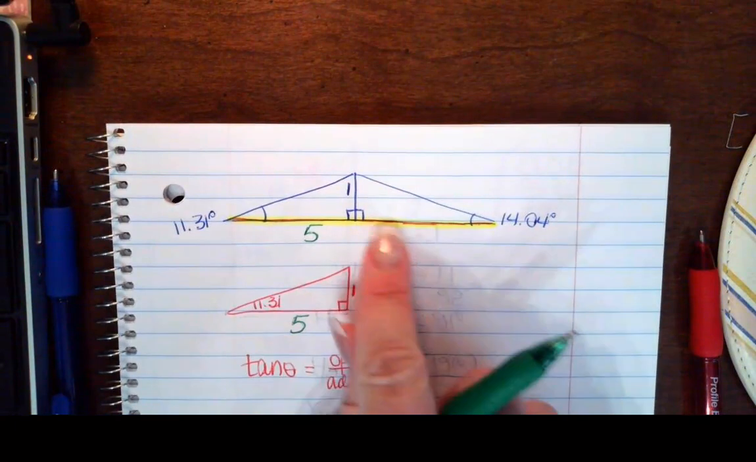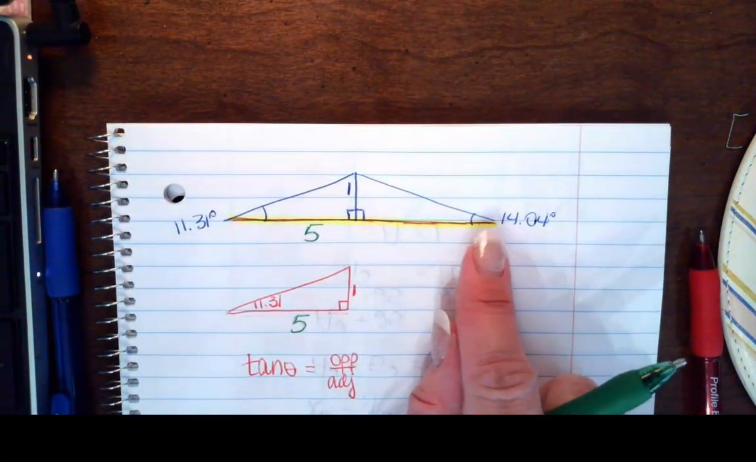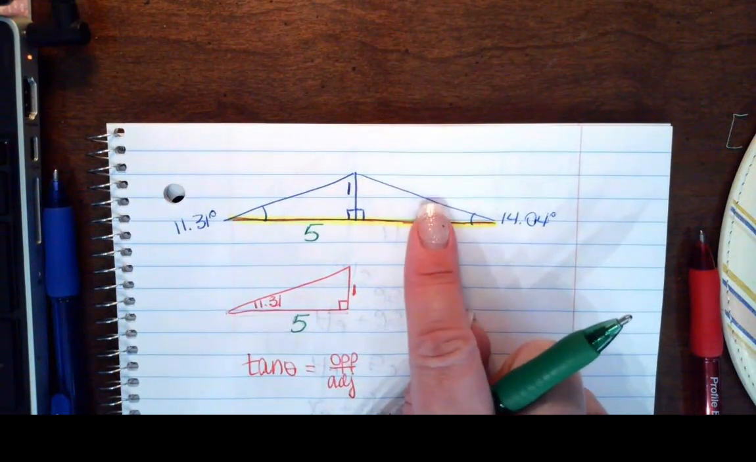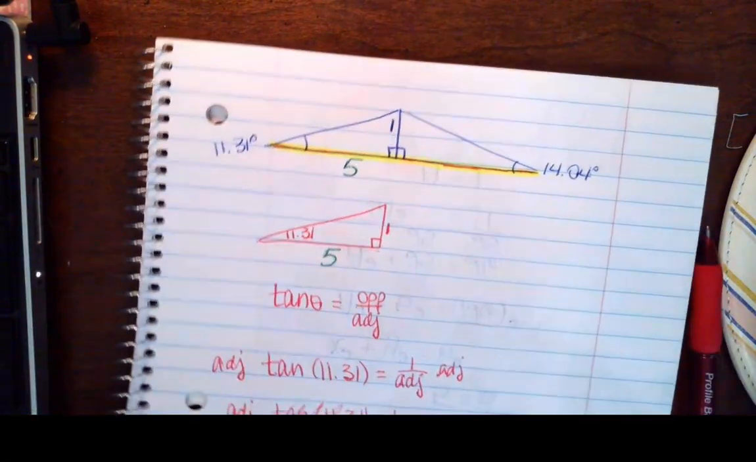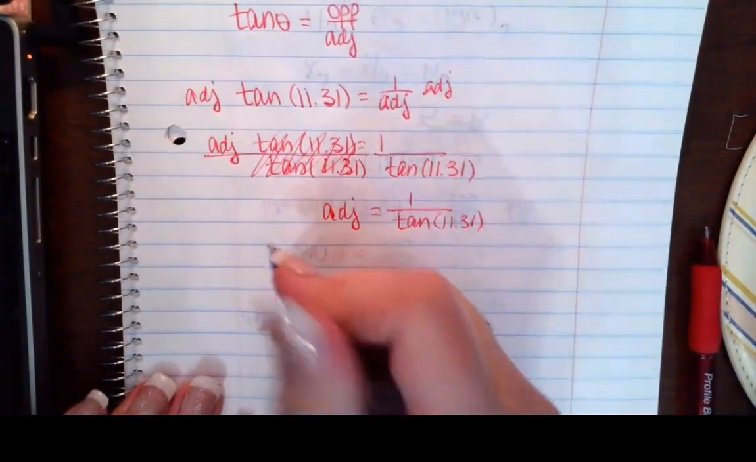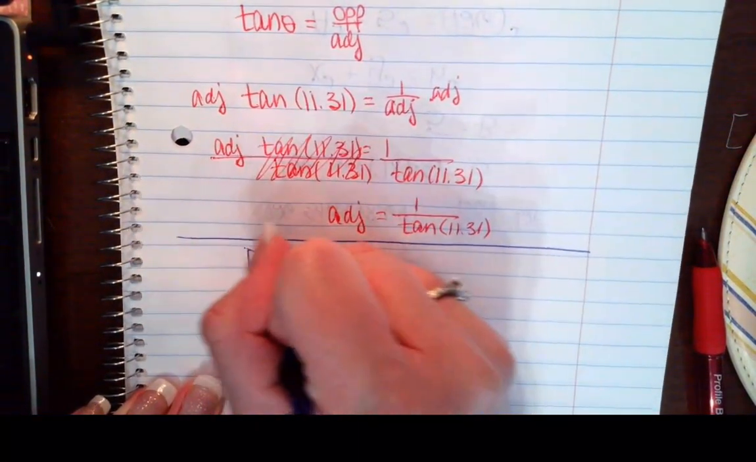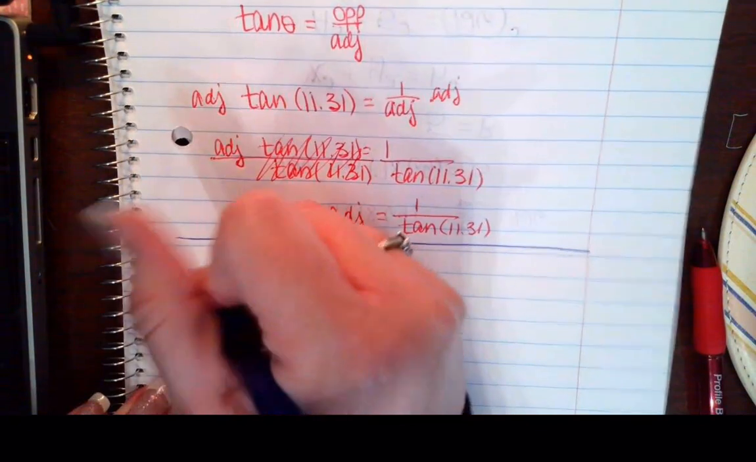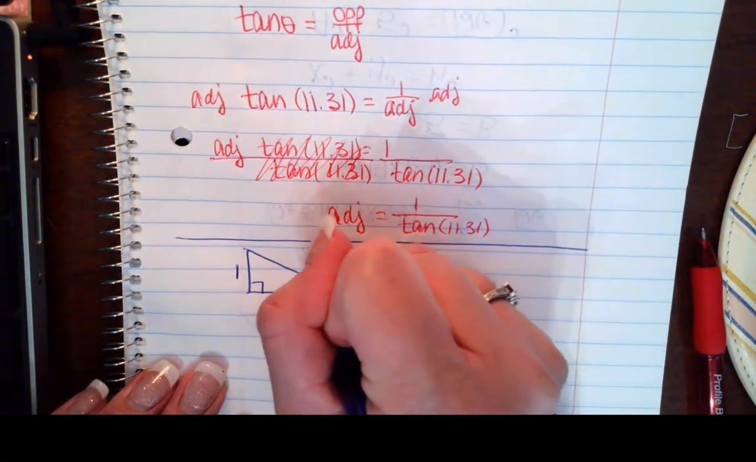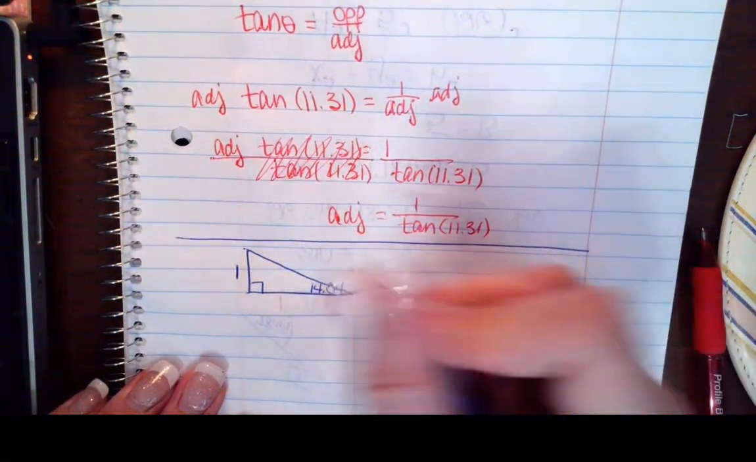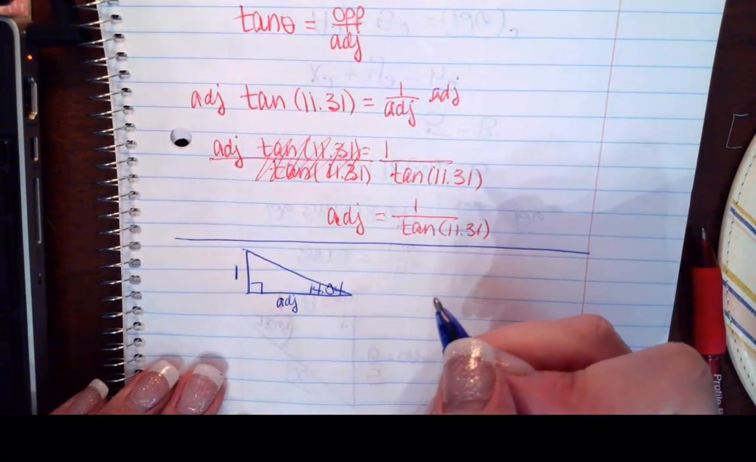Okay. Now I want to know this length. So I'm going to just do the process again. I'm just going to use this triangle with it instead, and then I'm going to add up the two green numbers. So what I have is this triangle, which gives me a height of 1, an angle measure of 14.04, and I'm looking for the adjacent side. So this is going to be tangent again.